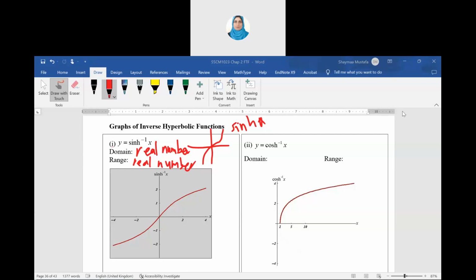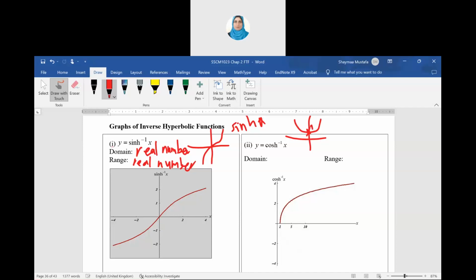What about cos x? Should we restrict the domain for cos x or not? Do you remember cos x? This is the graph of cos x. This graph, I told you, is not one-to-one on its domain. On all real numbers, it is not one-to-one. So you have to restrict the domain of cos. You need to take the positive one only.